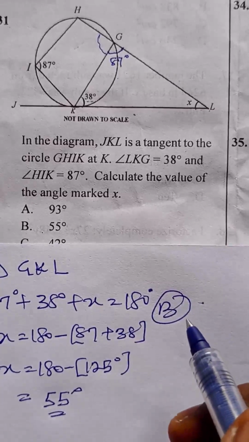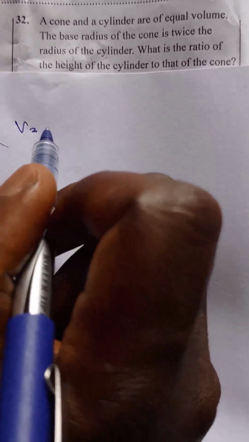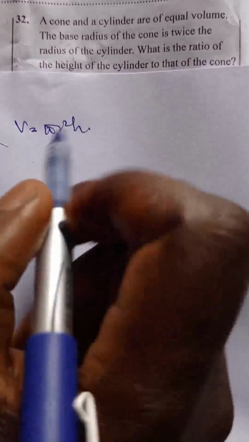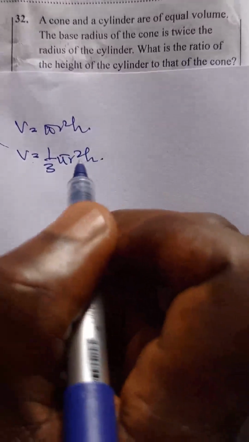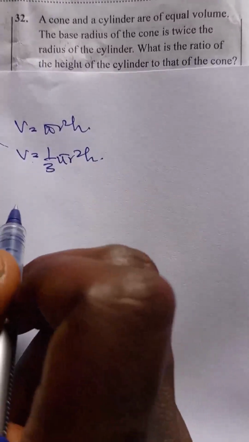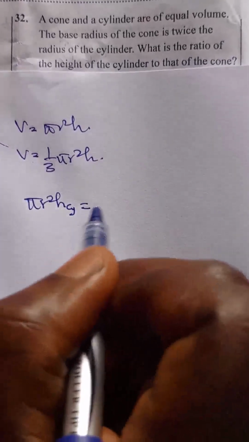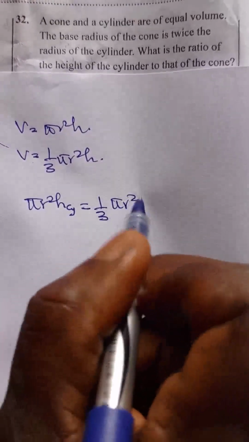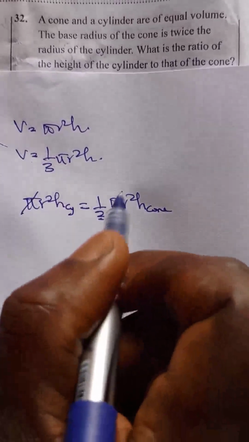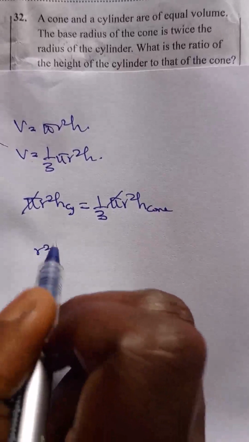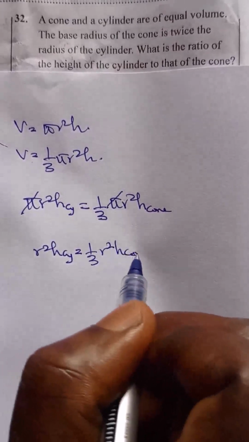So let's continue with question number 32. Now to question number 32. Remember that the formula for calculating the volume of a cylinder is equal to pi r square h, while that of a cone is 1/3 pi r square h. Since their volume is equal, we can equate these two formulas so that we have pi r square h, this is height of cylinder, is equal to 1/3 pi r square h, this is height of cone. And then we can cancel pi, so that we now have r square, height of cylinder, is equal to 1/3 r square, height of cone.